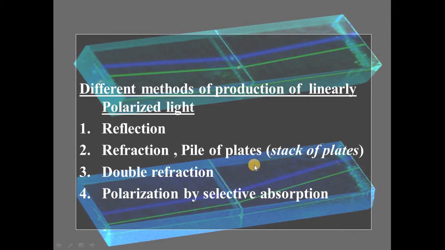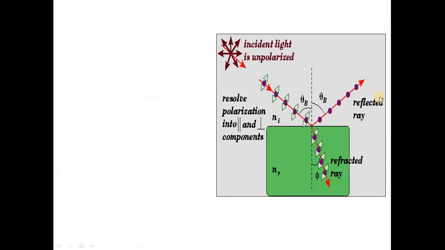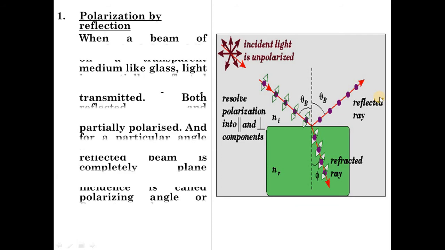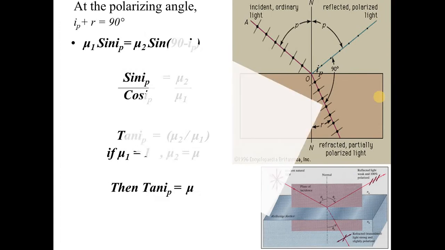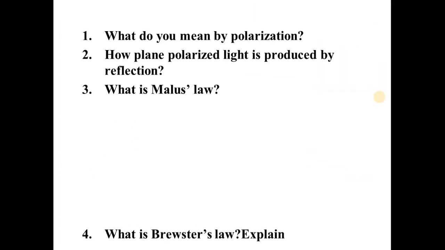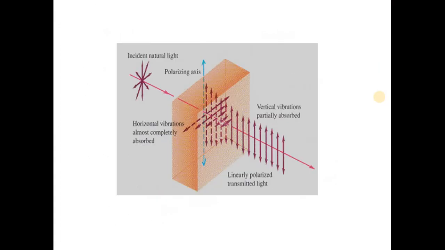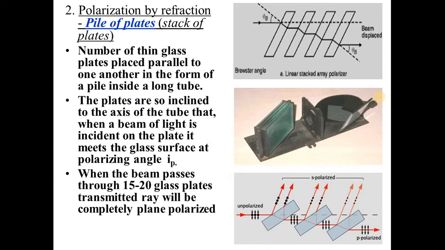Okay, so I hope you have understood our classes on Brewster's law, that is, tan of the polarizing angle is equal to the refractive index of the medium, and you usually have problems from this section. So the next portion that we are going to discuss is polarization by refraction, pile of plates or stack of plates. Suppose we have an unpolarized light which is incident at the polarizing angle.